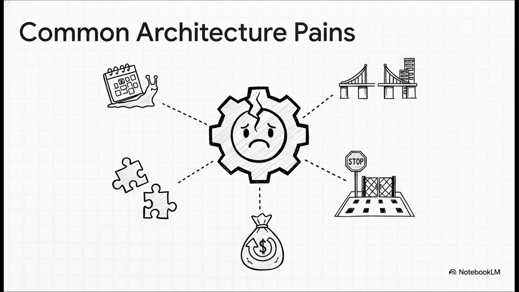This is what a broken process looks like, right? Designs are created way too slowly, totally isolated from the people who actually have to build the thing. You get inconsistent designs, and then the critical checks from security and ops show up way too late in the game. The result is always the same: frustration, confusion, and incredibly expensive rework.